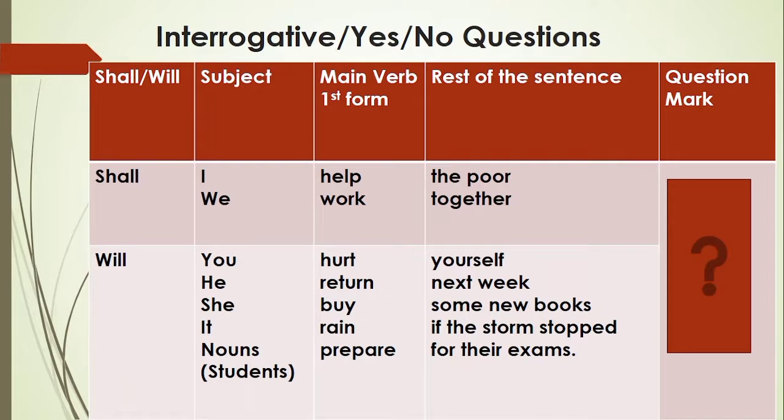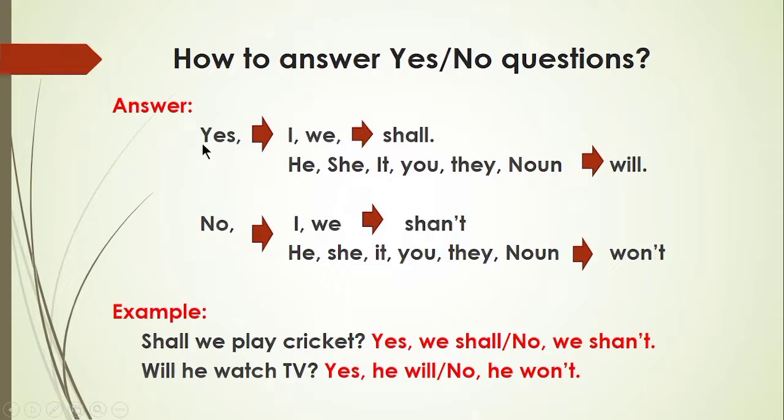Now how to answer these questions? For answering these questions, we bring yes followed by a comma, then the subject I or we, and then shall. If the subject is he, she, it, you, they, or a noun, then will. For no, we bring the subject and then shall not or shan't, or with the rest of the subjects won't or will not. For example, shall we play cricket? Yes, we shall, or no, we shan't. Will he watch TV? Yes, he will, or no, he won't. So that is how we answer yes-no questions.